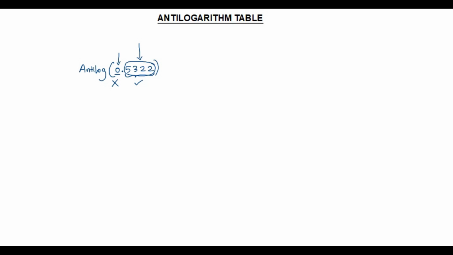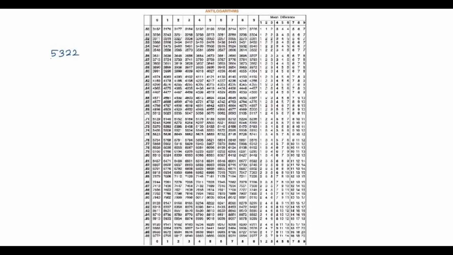Okay, now we can move to the antilogarithm table. Here we are going to look at the value for the number 5322. It's very simple, that is we have to go to the 53rd row, second column, and mean difference second column. First let's go to the 53rd row. So this is the 53rd row. Now we have to take the second column, that is here, and in mean difference also we have to take the second column, that is here.